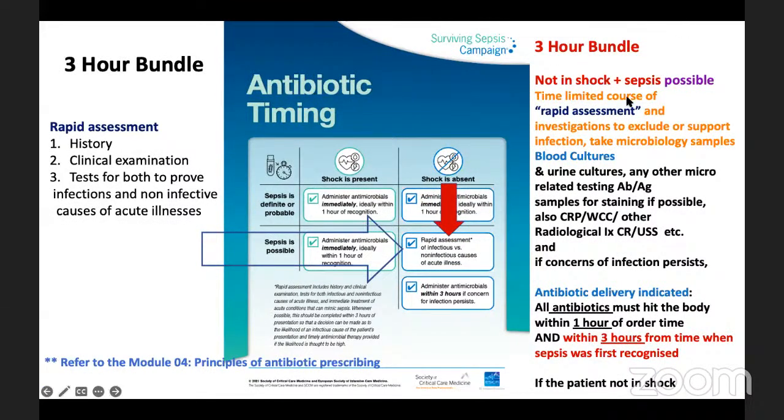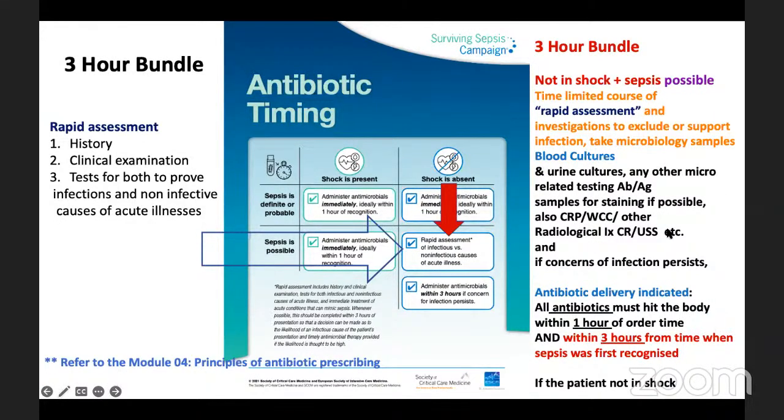And there is a 3-hour bundle, right? When the patient is not in shock and features of sepsis are not definite or probable, but possible sepsis, you use the 3-hour bundle where you can delay antibiotics until 3 hours. You take a white cell count, make it urgent. You can take CRP or any other test. You can do an ultrasound scan to find any focus. And then you can decide on antibiotics, right? When the patient is not in shock and the screening tools do not give strong evidence of sepsis, you go for the 3-hour bundle.